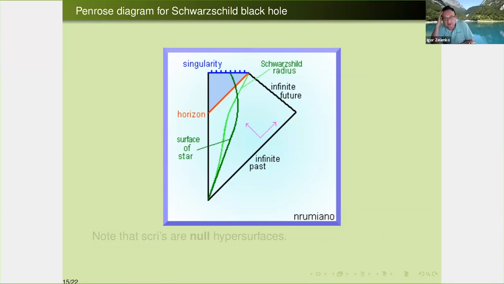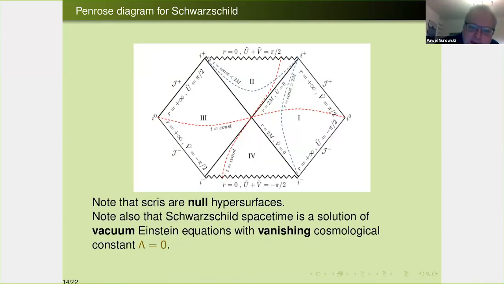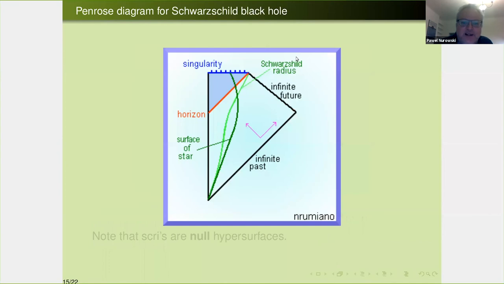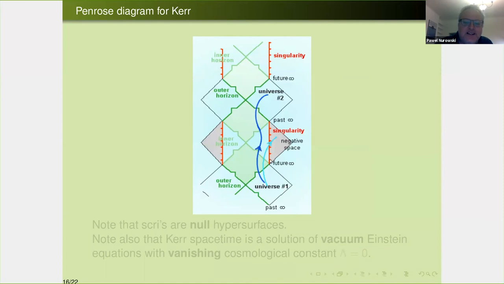But remember that the Schwarzschild singularity is a three-dimensional surface, right? And this three-dimensional surface has its own causality, namely this space-like hypersurface. On the other hand, the Kerr singularity is different, because the Kerr singularity is again a three-dimensional surface, but now it is a time-like thing.